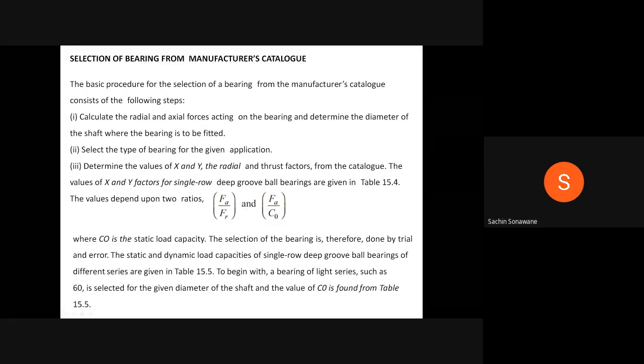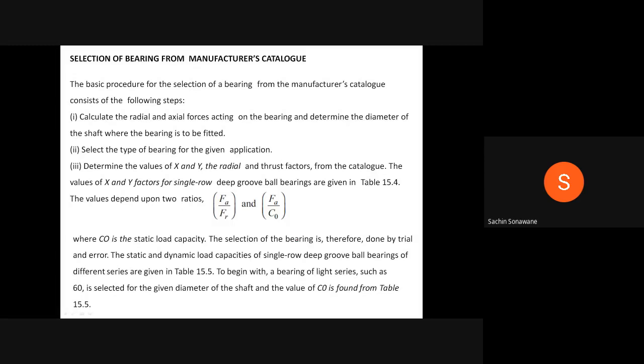Now, next point is selection of bearing from manufacturer's catalog. The basic procedure for the selection of a bearing from the manufacturer's catalog consists of the following steps. First, calculate the radial and axial forces acting on the bearing and determine the diameter of the shaft where the bearing is to be fitted. Second, select the type of bearing for the given application. Third, determine the values of x and y, the radial and thrust factors from the catalog.